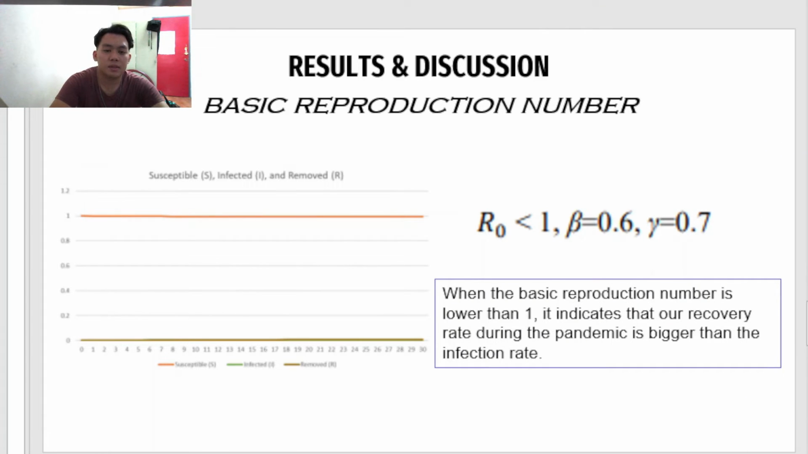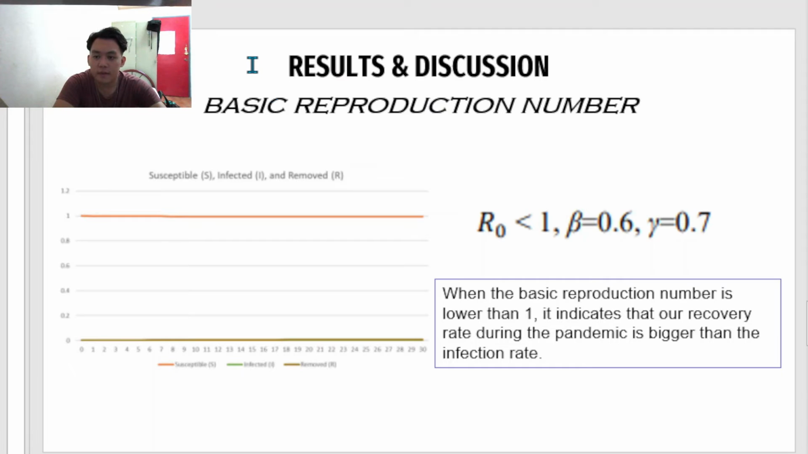Another part that I want to emphasize here is something that we know as the basic reproduction number. So what is this basic reproduction number actually? It is denoted as R naught, which is the infection rate divided by the recovery rate, which means in our case beta divided by gamma. So based on our SR model, our R naught is bigger than 1, and we can use our result to represent the situation we are going through currently.